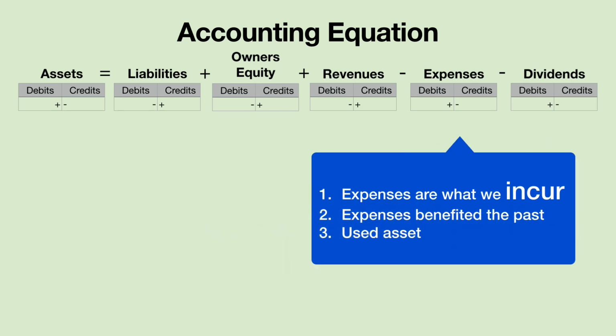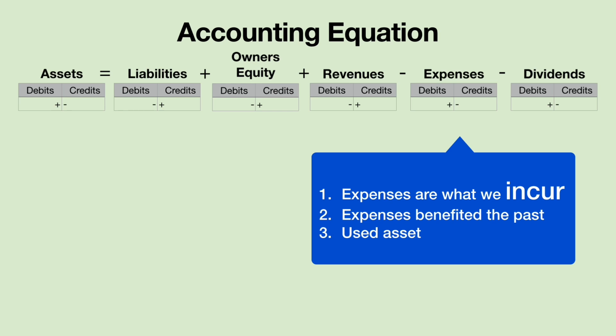Expenses are what we incur. Now there's a new word for most people. To incur something is to suddenly have an obligation. For example, if I walk into the store and touch an apple, I don't have the obligation to pay for it. But if I bite the apple, then suddenly I have incurred this obligation.